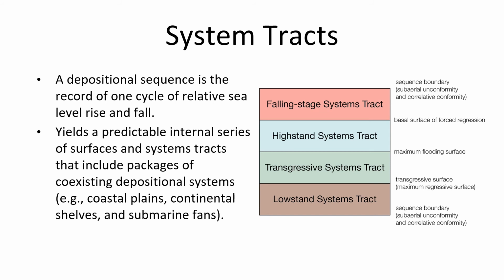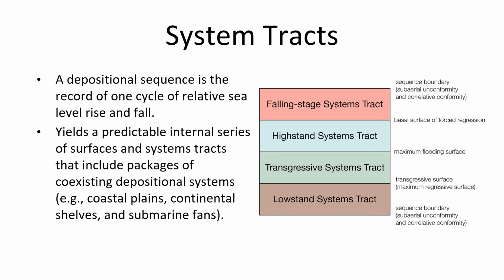In between each one, you're going to have surfaces. The image that you see on the right is the order in which you'll see them stacked. Underneath a lowstand systems tract, you're going to have a sequence boundary, in other words, a subaerial unconformity. You have your lowstand systems tract, and then above that you have a transgressive surface. This, in other words, is the maximum regression. And then it starts to go up.